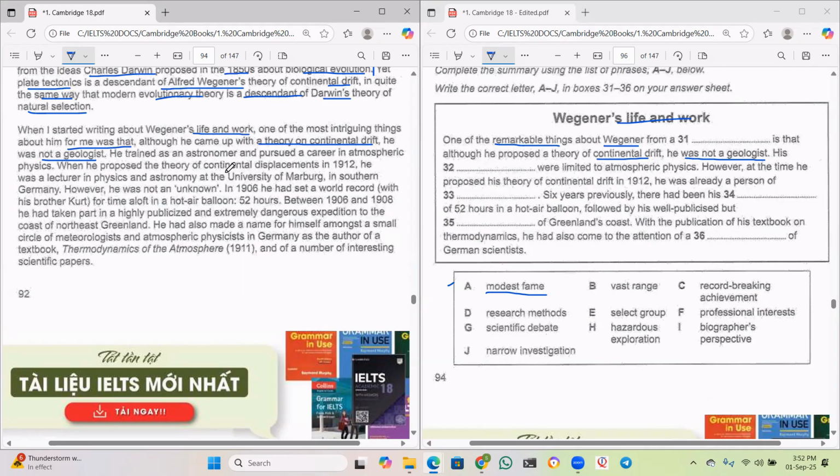When he proposed the theory of continental displacements in 1912, he was a lecturer in physics and astronomy at the University of Marburg, in southern Germany. However, he was not unknown.